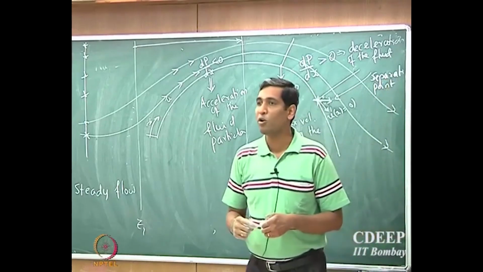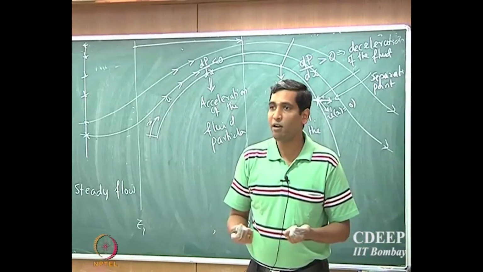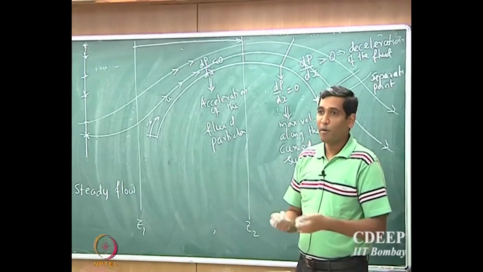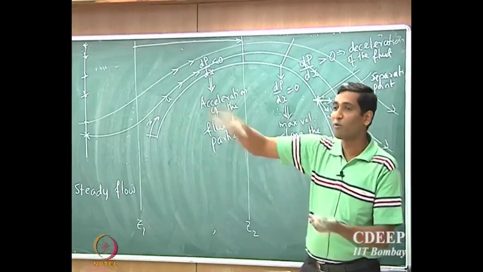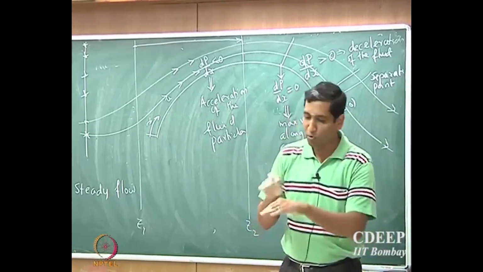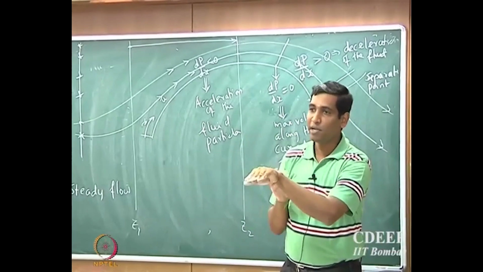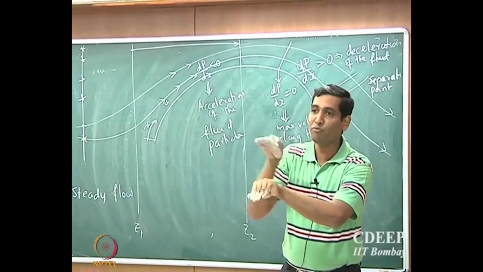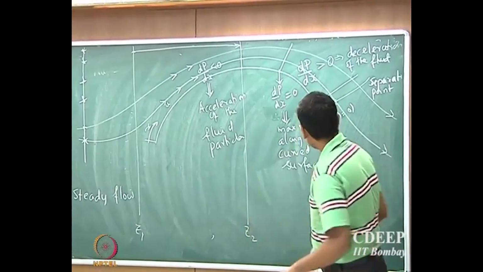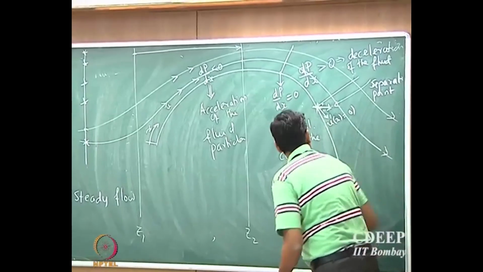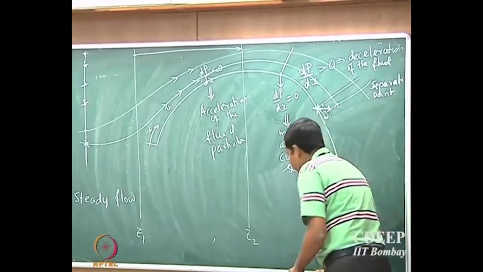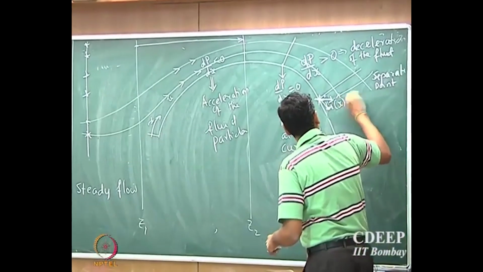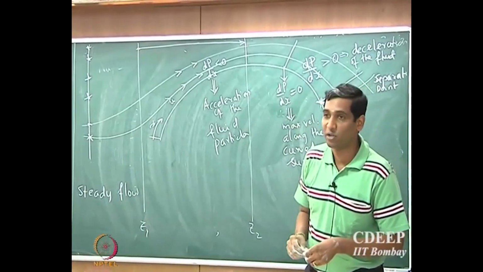So the fluid is no more able to move forward because the adverse pressure gradient is so much that the velocity comes to 0. The moment it comes to 0, it separates out from the cylinder. It's not able to move past the cylinder anymore because of the adverse pressure gradient. So this is the separation point, where the velocity of the fluid stream at the interface is 0.